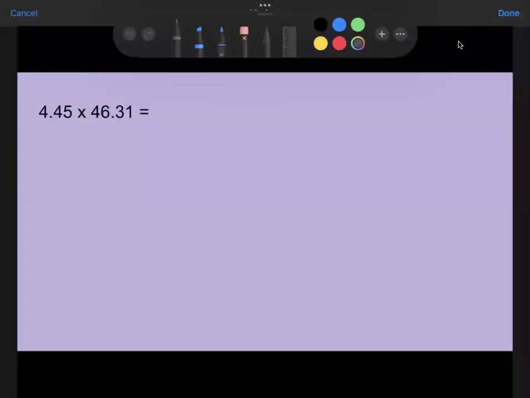Okay, here is the next one. We're going to multiply the decimals 4.45 times 46.31. So same thing we're going to do here. We're going to rewrite these, ignoring the decimals.